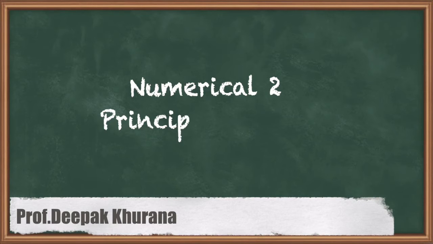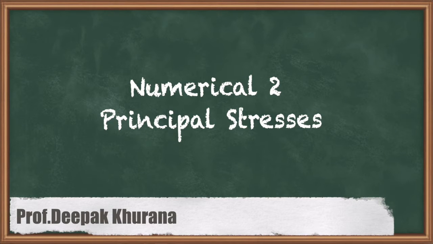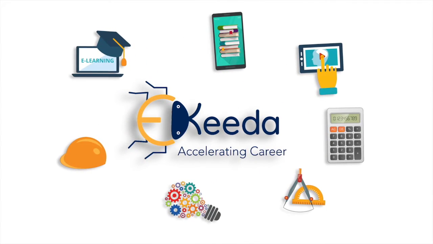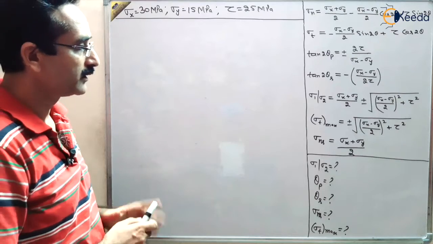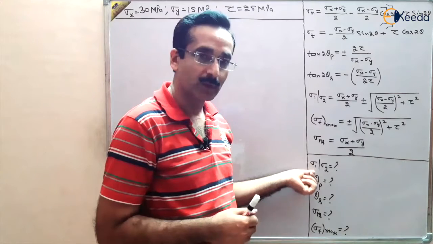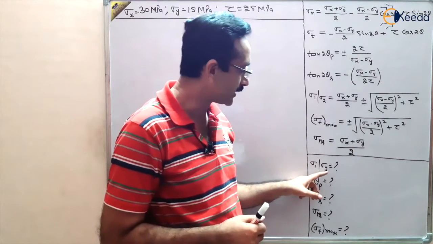In this numerical, we are given these stress conditions. Sigma x is 30 megapascal, sigma y is 15 megapascal, and shear stress is 25 megapascal, and all are positive. We have to calculate the principal stresses, sigma 1 and sigma 2. Sigma 1 is the major stress, sigma 2 is the minor principal stress.